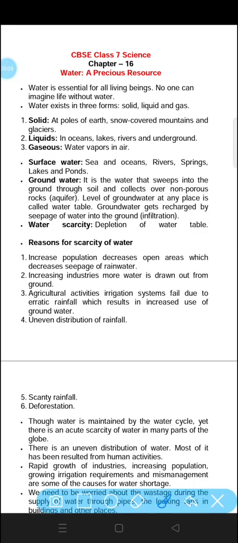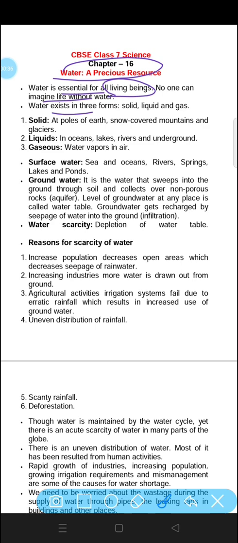Today we are going to study a new chapter, that is water, a precious resource. As we can tell from the word, water is so precious to us. We cannot imagine our life without water. Water is essential for all living beings. All living beings need water to be alive. No one can imagine life without water.